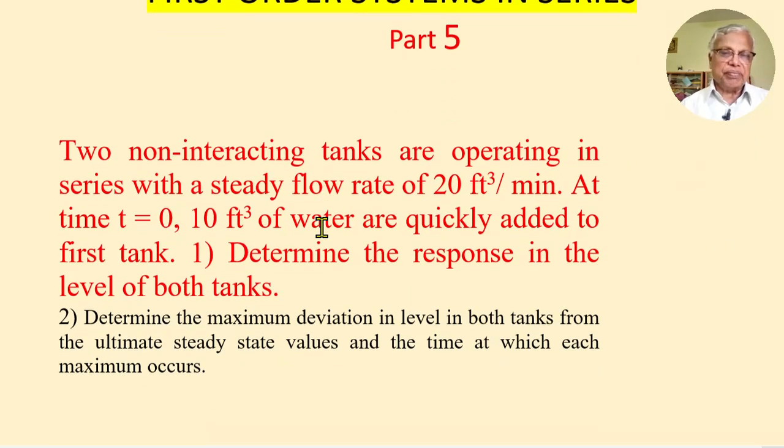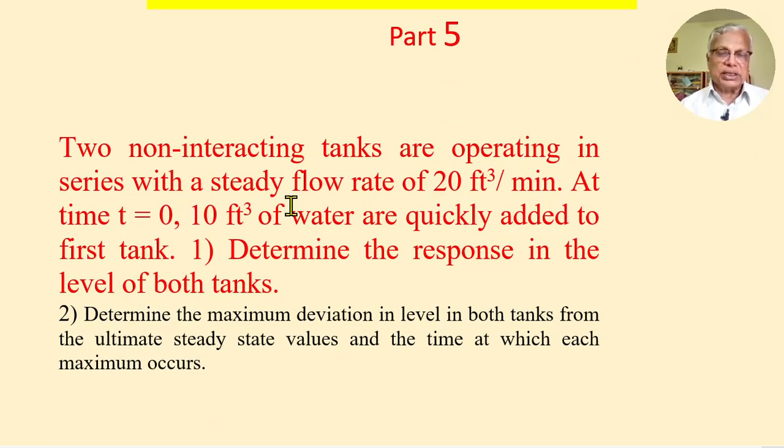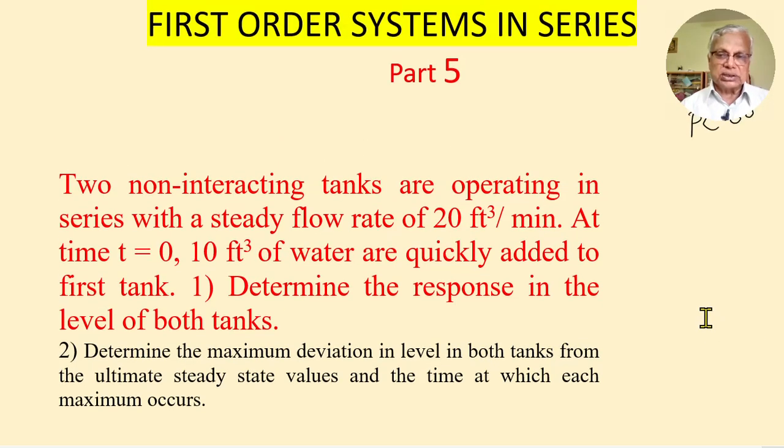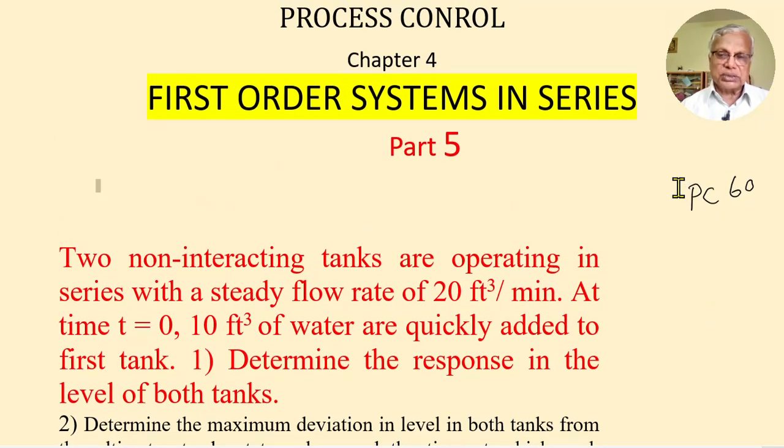In this PC60, two non-interacting tanks are operating in series with a steady flow rate of 20 cubic feet per minute. At time t equal to 0, 10 cubic feet of water are quickly added to the first tank. So there are two questions in this. First one is determine the response in the level of both tanks. This was solved in PC60.